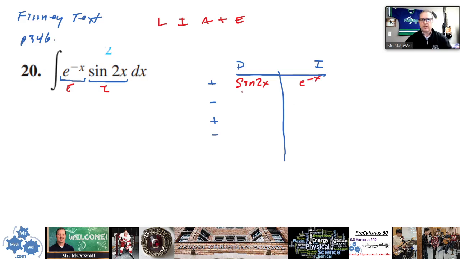If we integrate, the derivative of sine is cos, so it's going to be cos 2x, and then the chain rule says we have to multiply by 2. Okay. For this one, if we take the integral of e to the negative x, it's e to the negative x, but it's 1 over negative 1, or negative e to the negative x, right?